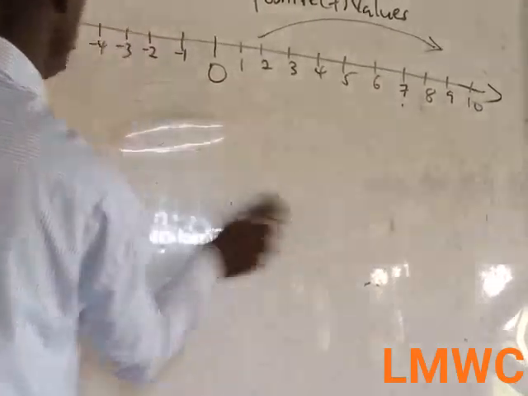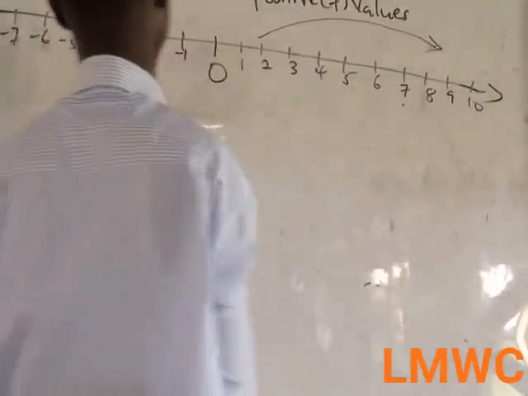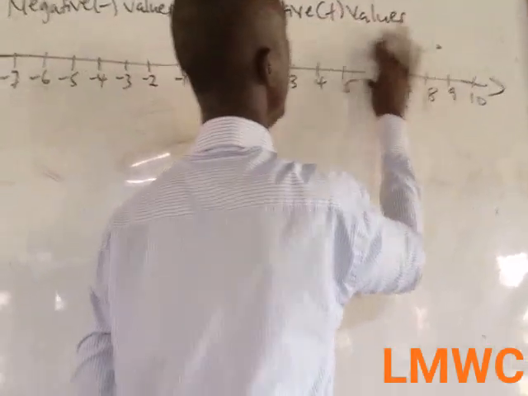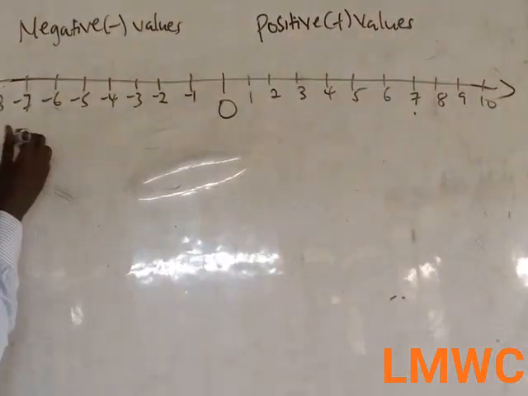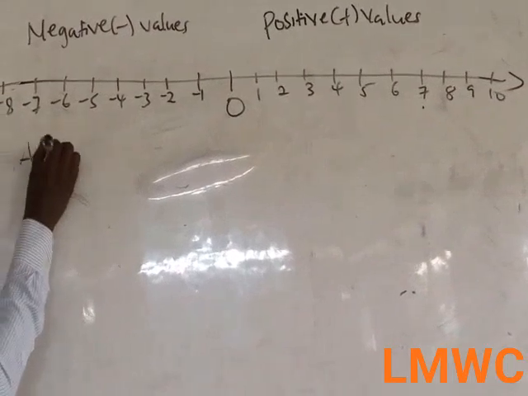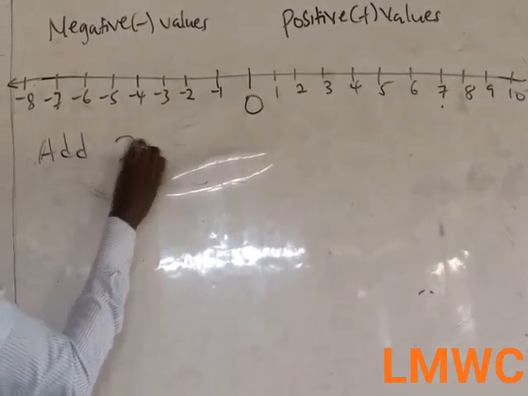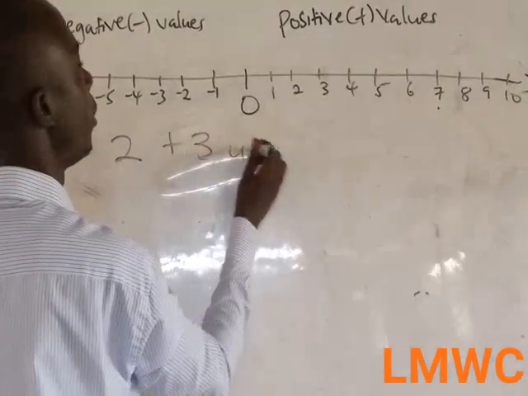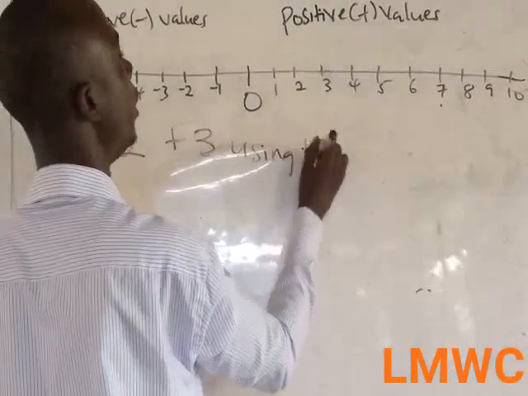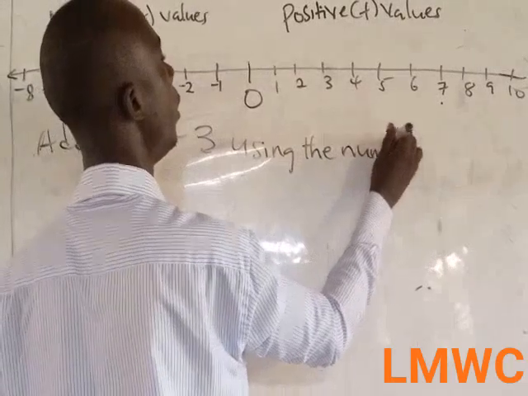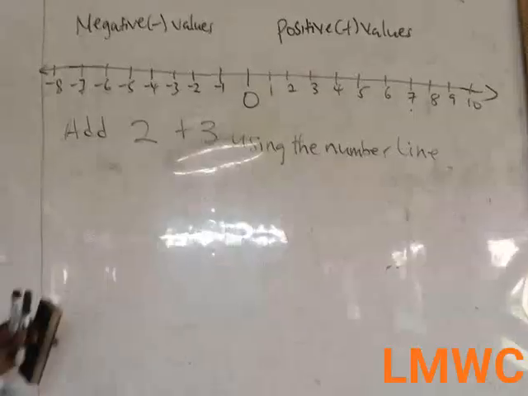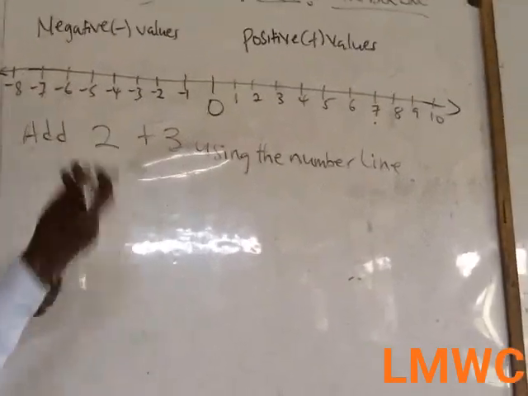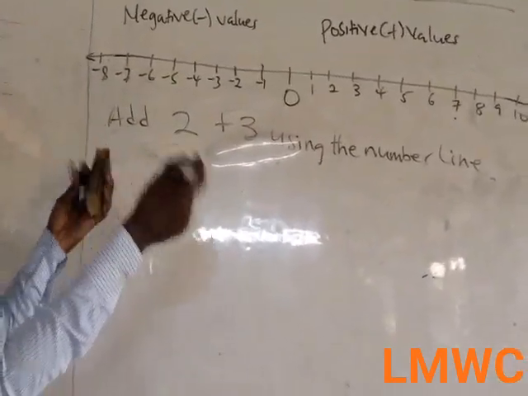So I'm now coming to use this number line to add. I want to use it to add. If I give you a question like, add 2 plus 3 using the number line, so I've given you 2 plus 3 and I've asked you to use the number line to add.